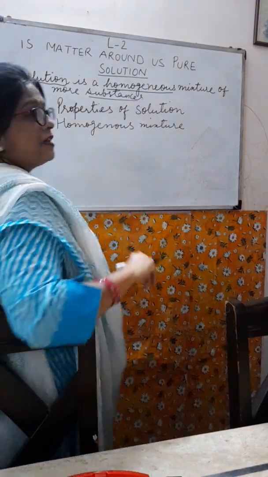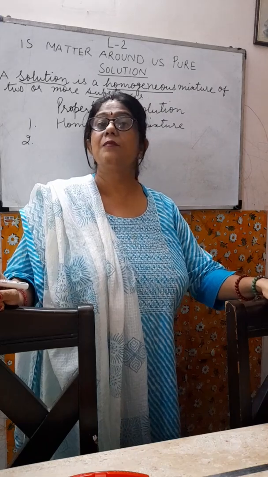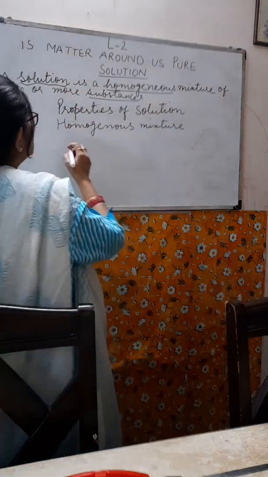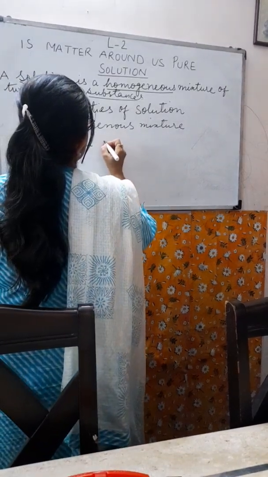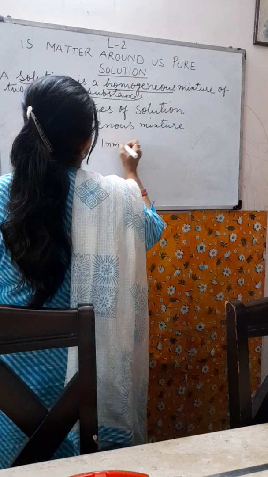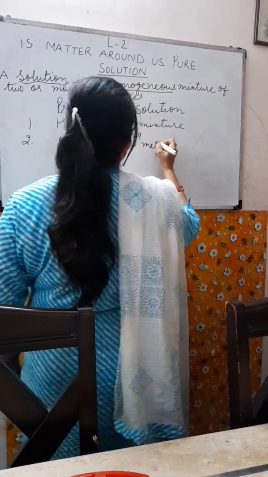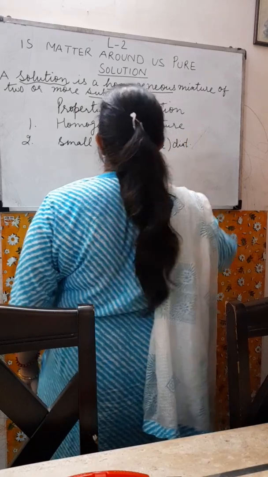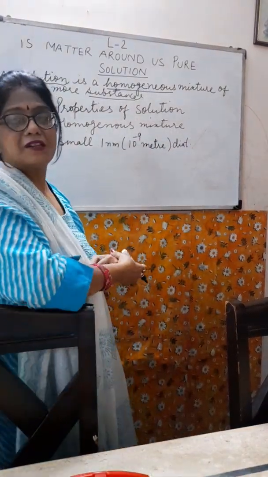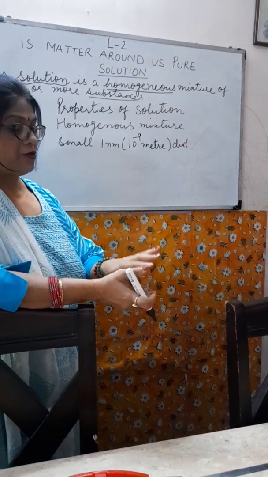अब homogeneous है मतलब it is same throughout. So the size of the particles is very small. This is smaller than 1 nanometer, that means less than 10 to the power minus 9 meter of diameter, right? Size is approximately smaller than 1 nanometer, right?